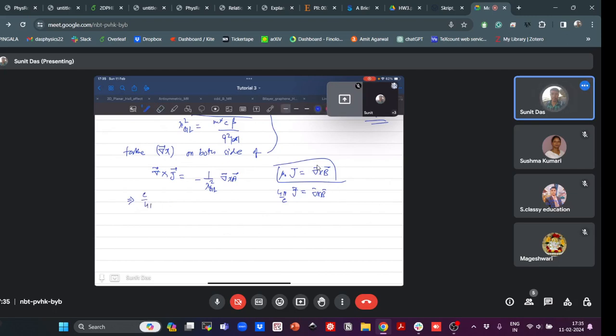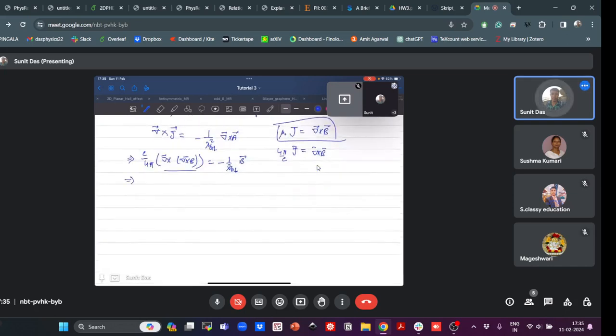So c by 4 pi curl of curl B, and then minus lambda GL square. This is simply B, right? Now curl of curl is minus Laplacian of B plus gradient of divergence of B, right? This is just a vector formula. So c by 4 pi equal to minus 1 by lambda GL square B.